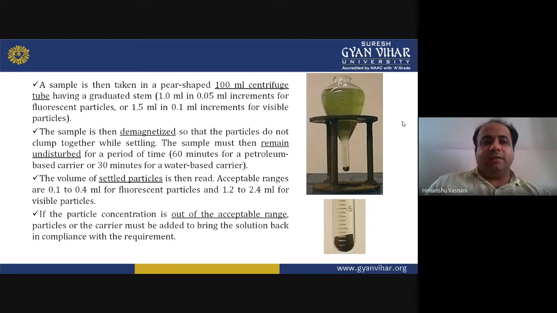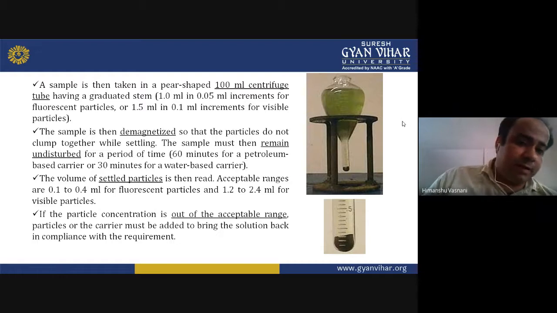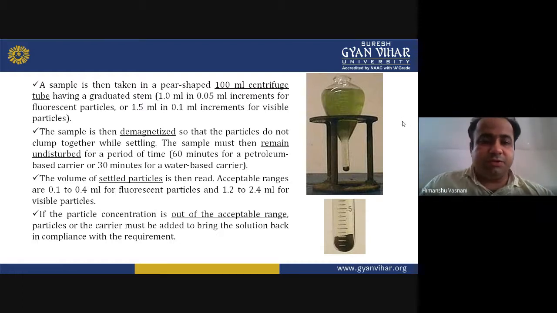So you take the sample in a pear-shaped 100 ml centrifuge tube having a graduated stem, 1.0 ml in 0.05 ml increments for fluorescent particles, or 1.5 ml in 0.1 ml increments for visible particles. Each has its own provisions and acceptable ranges: 0.1 to 0.4 ml for fluorescent particles and 1.2 to 2.4 ml for visible particles. If the particle concentration is out of the acceptable range, then particles or carrier must be added to bring the solution back into compliance with the requirements.